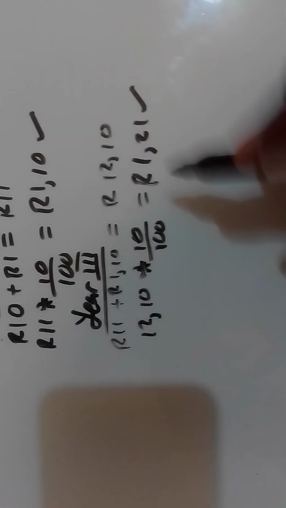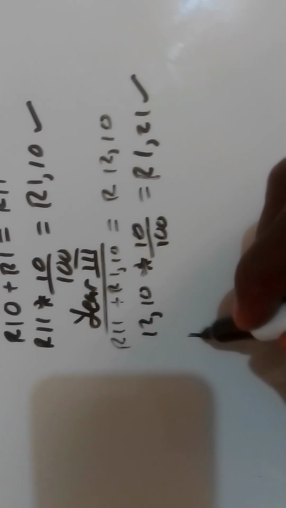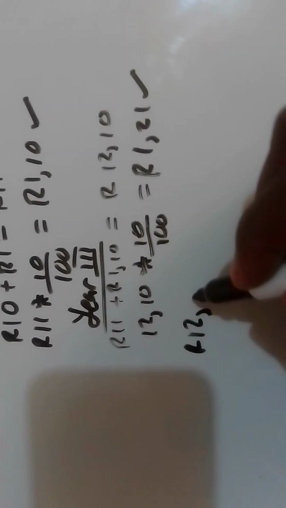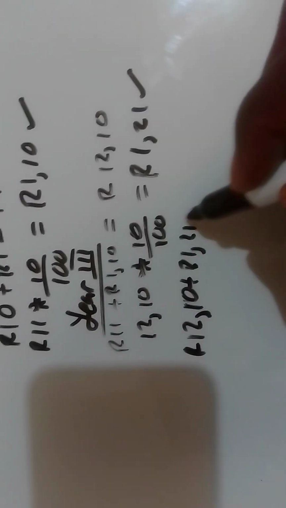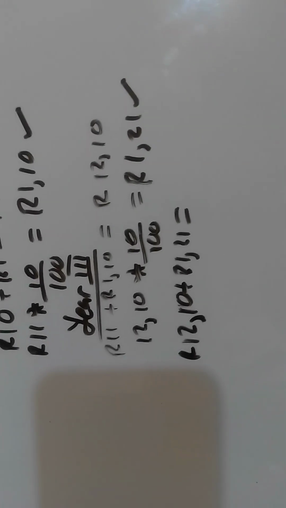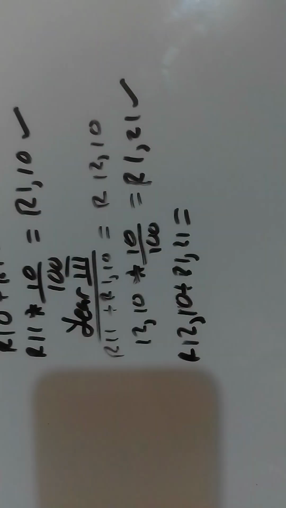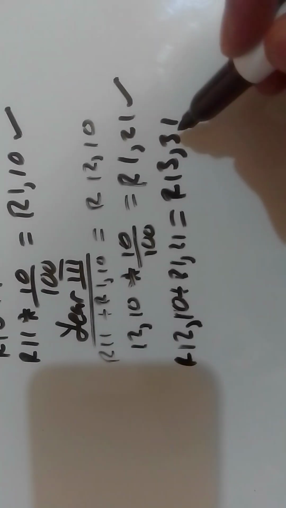So by the time you receive all of your money at the end of year number 3, you say 12 rand 10 cents plus the 1 rand 21 cents, then you add. So when I say 1 rand 21 cents plus 12 rand 10 cents, what do I get? I get 13 rands 31 cents. So after 3 years, we've got 30 rand 31 cents.